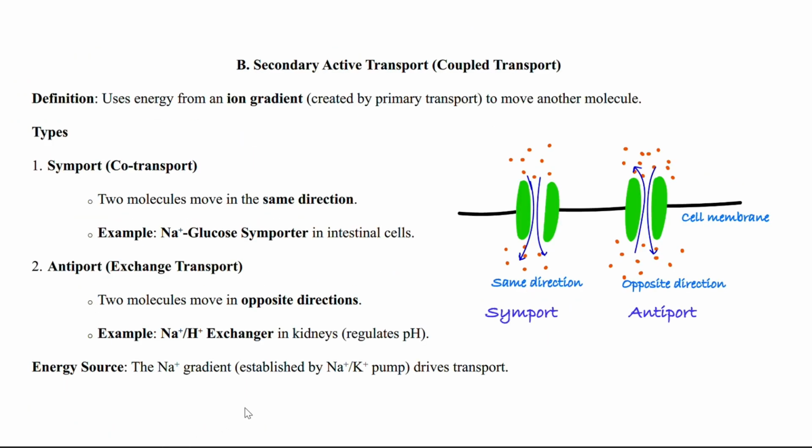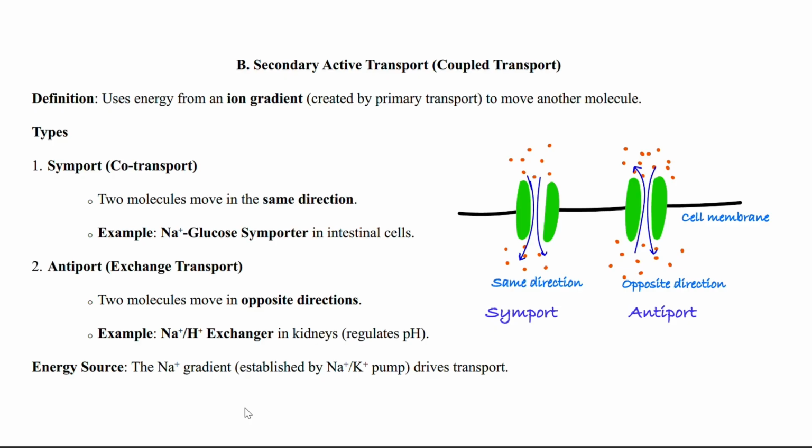Let's now explore the second type of active transport, secondary active transport, also known as coupled transport. Unlike primary active transport, this mechanism does not directly use ATP. Instead, it harnesses the energy stored in ion gradients, usually sodium, that were created by primary active transport systems like the sodium potassium pump.